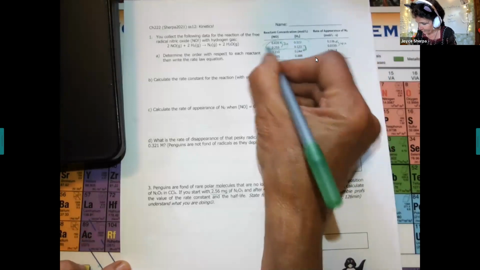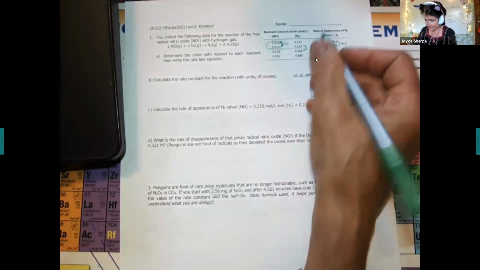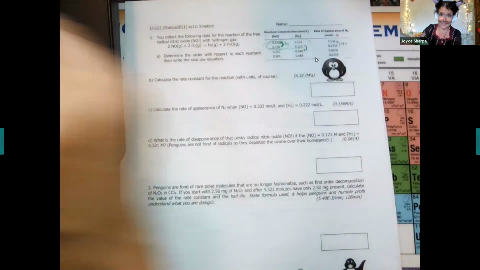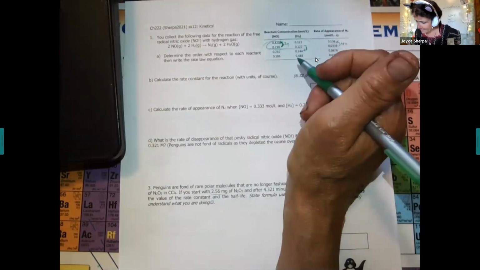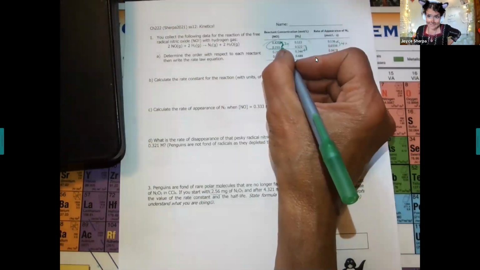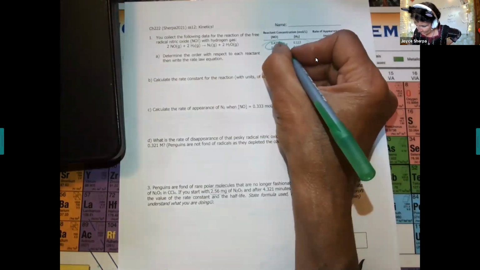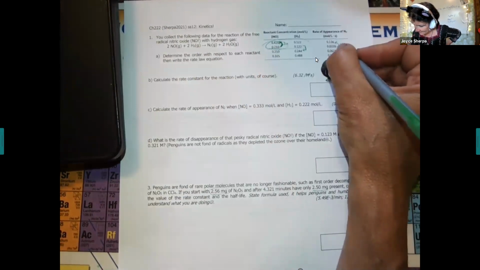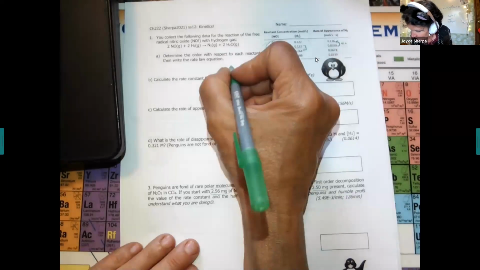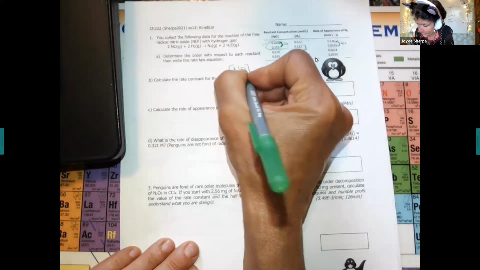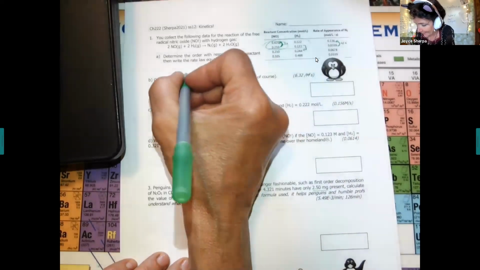So when we compare the first and the second, the NO changes, but the hydrogen does not. It can actually be easier to compare the second one to the first one, because that's when it doubles. When the NO doubles, this goes up by 4. That would mean NO2 to what power equals 4? That would be 2 to the second power. So NO is going to be to the second power.